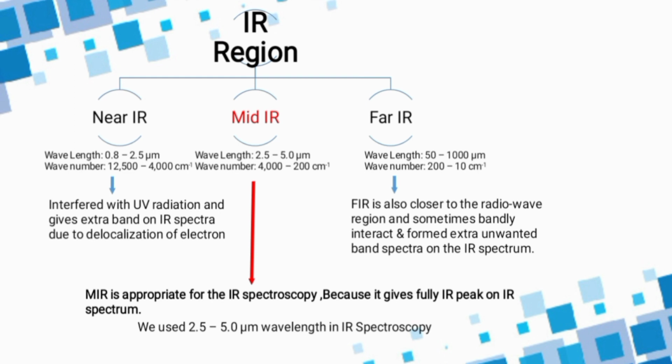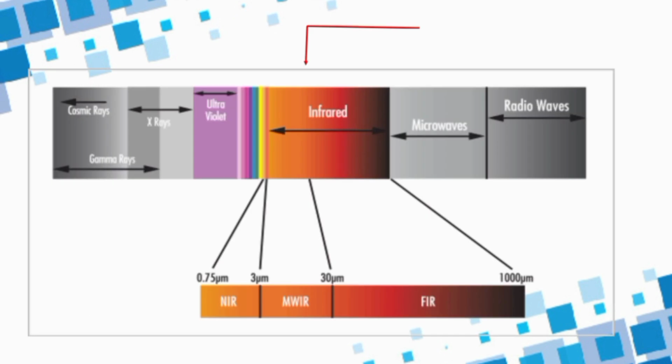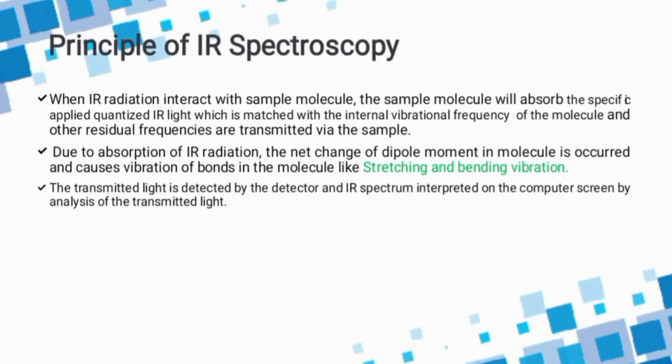The wavelength we use for IR spectrometry is from 2.5 to 5 micrometers. Micrometer is the unit of IR. Here is the picture of IR spectroscopy. The wavelength range stands for 0.75 to 6.